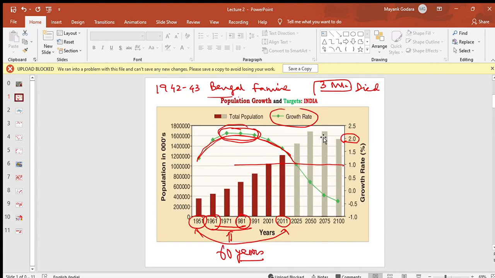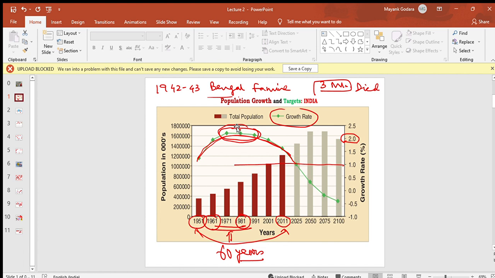So here is the population growth data of India. You can see that this is the growth rate. It was almost 2.5% from 1961 to 1981. So in these 30 years, due to this more than 2% growth rate, we are facing the problem of unemployment today, because due to the population growth rate in these 30 years, we have this large population in India.